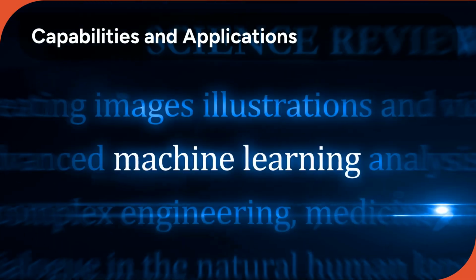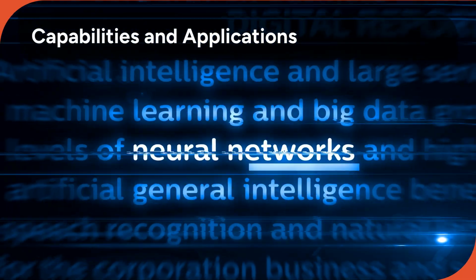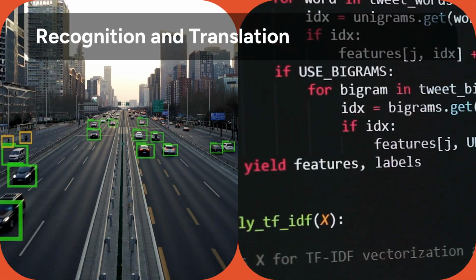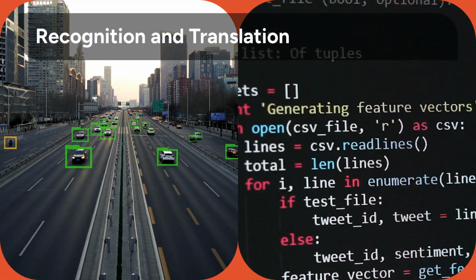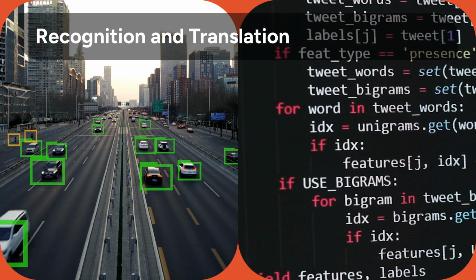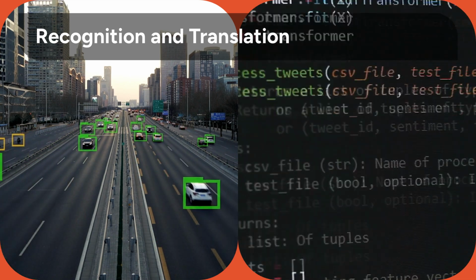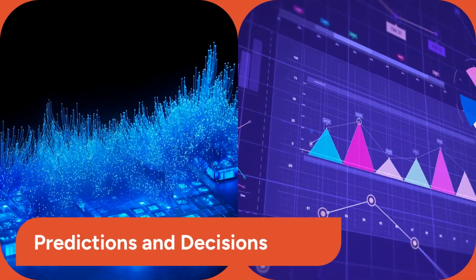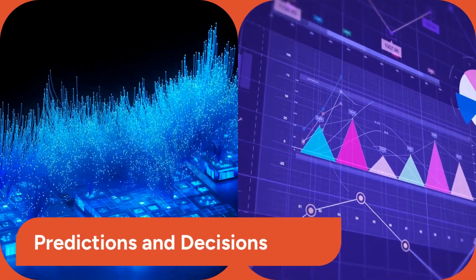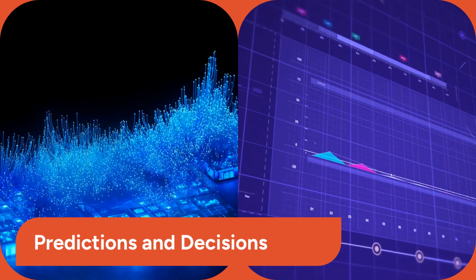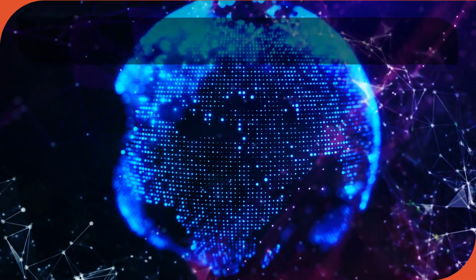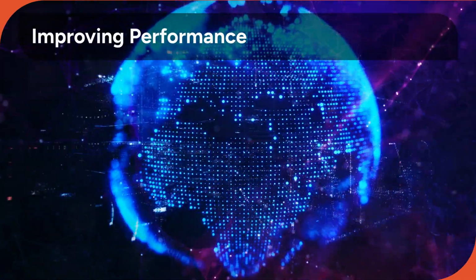Once trained, AI models can perform specific tasks across numerous domains. Familiar examples include image recognition, where a model identifies objects in pictures, and language translation, allowing real-time communication across languages. AI models are also fundamental to prediction systems, like forecasting sales, and in decision-making systems, such as recommending the next product you might like.